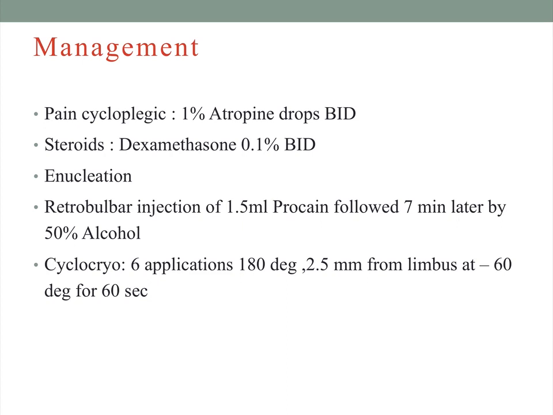Cyclocryotherapy, that is 6 applications of 180 degrees of cryo, is applied 2.5 mm from limbus at minus 60 degrees for 60 seconds. This will freeze the ciliary processes which secrete aqueous, so that here we are reducing the formation of aqueous so that the intraocular pressure will be reduced in these patients.